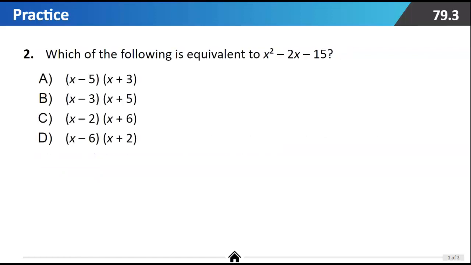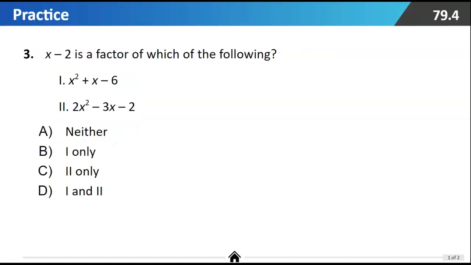Practice problems are set up exactly the same way as some of the ones we've just talked about, and so that should conclude lesson number 10.